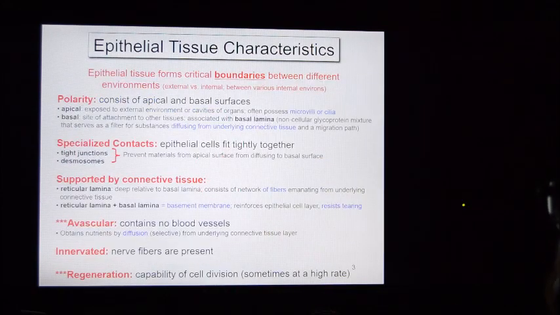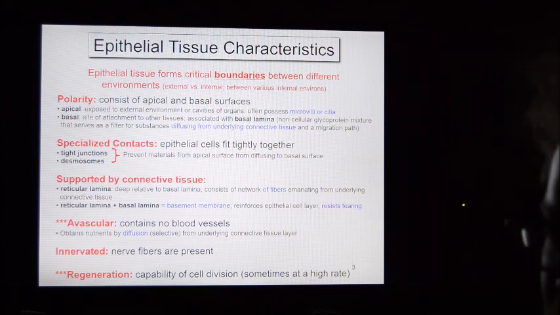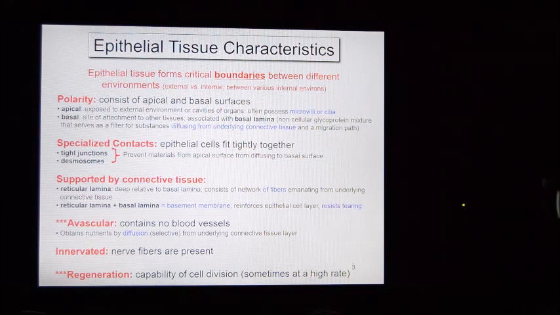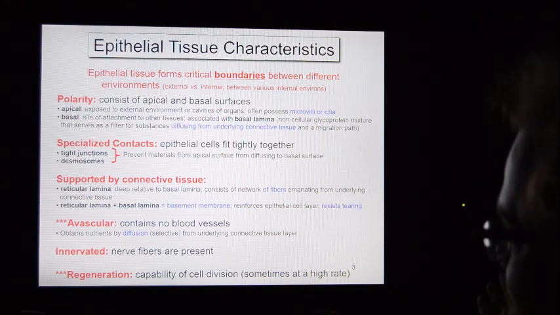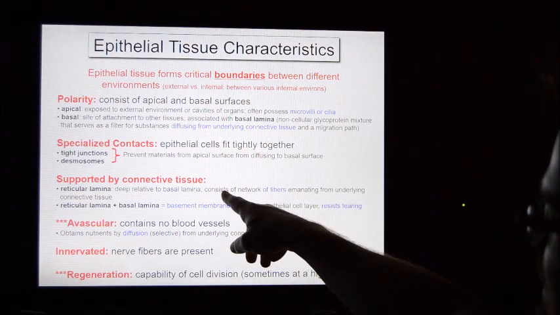Always. Epithelia display specialized contacts in a lot of cases. So epithelia is where we find things like tight junctions. Epithelium is where we find things like desmosomes, which are structural. These are normal things to find in, for instance, the intestines, where you find these linings. Your skin displays desmosomes. Epithelia are supported by connective tissue.